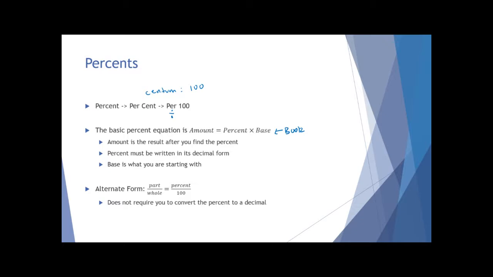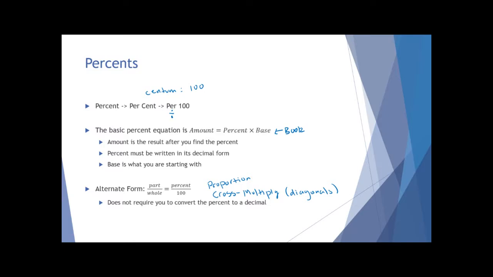I have an alternate form where we write it as a proportion. And so a proportion is where you have two equations equal to each other, and to solve you cross multiply, which means multiplying the diagonals. And I like this method because you don't have to worry about converting your percent to a decimal. It's part of the equation. And I think it's a little more versatile depending on what your situation is.